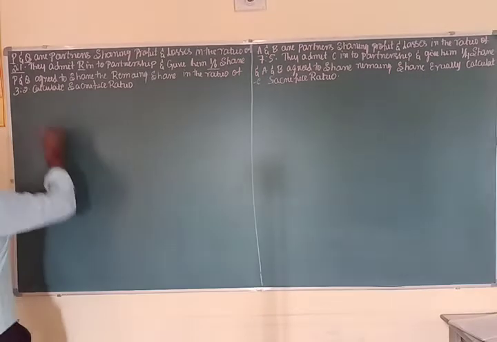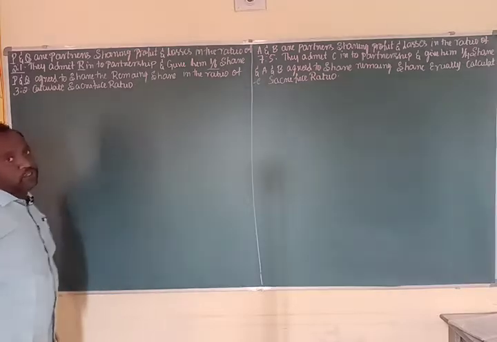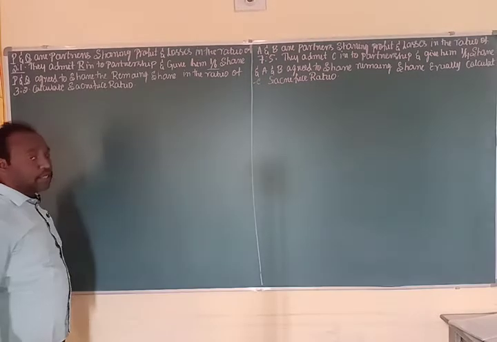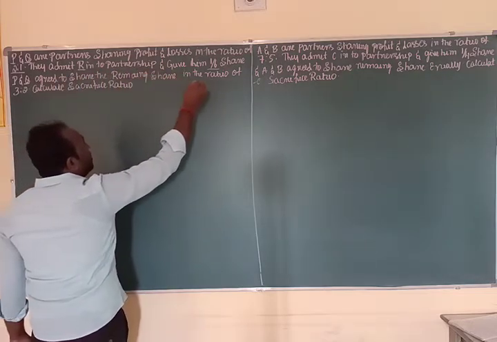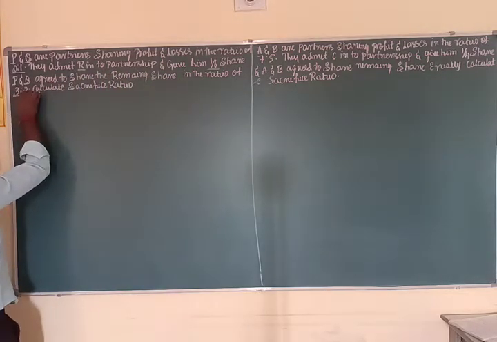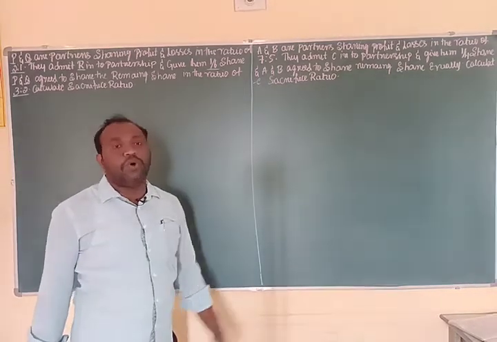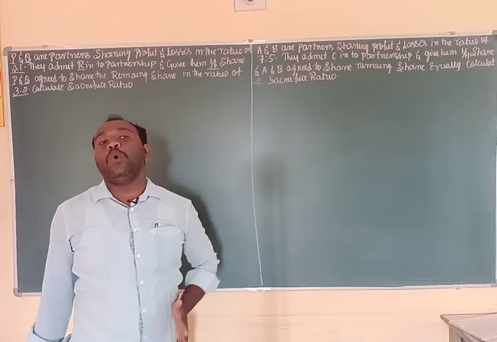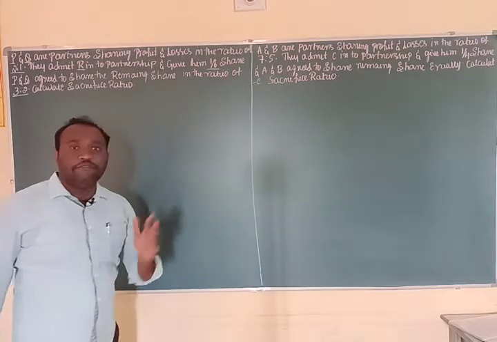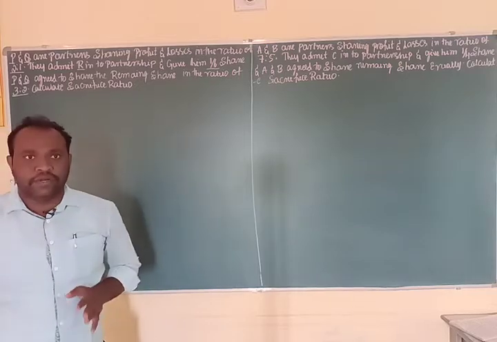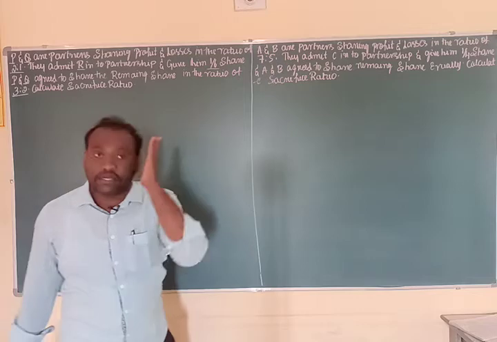After that, P and Q agreed to share the remaining share in the ratio of 3:2. The old partners are given the remaining share in the ratio of 3:2. First, in this case, we should calculate the remaining share. The remaining share should be calculated on the basis of the new partner's share.